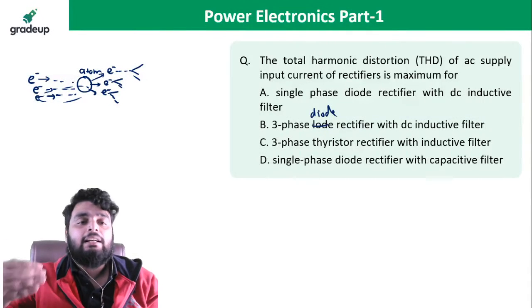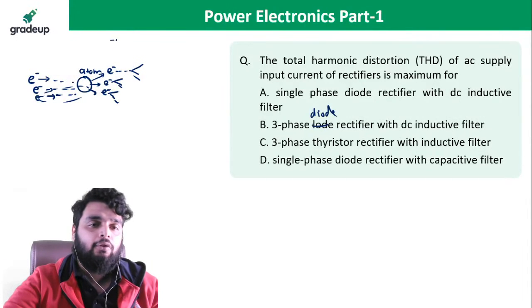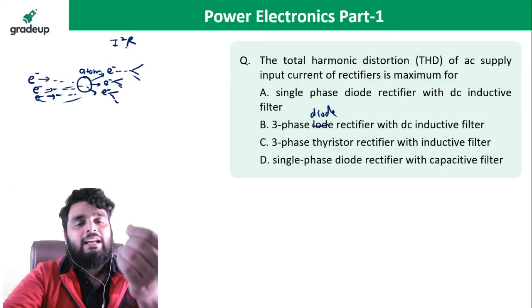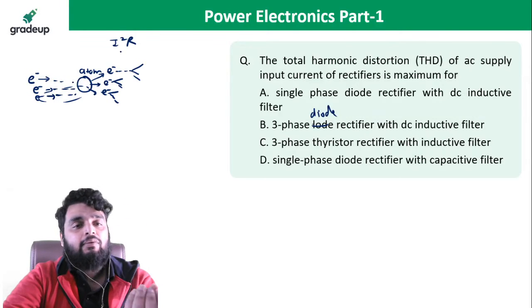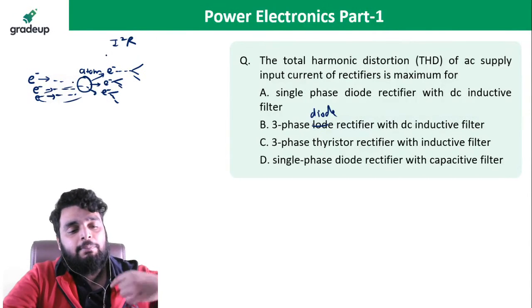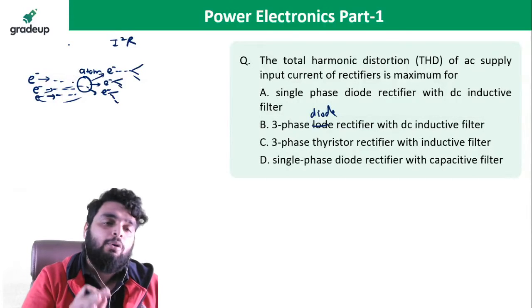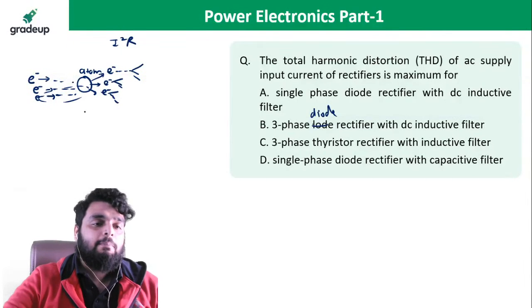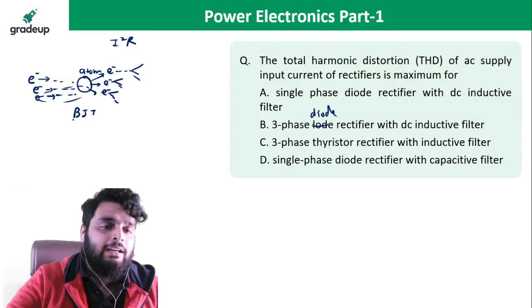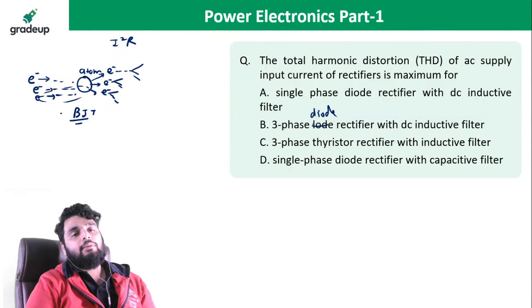If more current is generated, high loss will occur. You know what the formula of loss is? I square R. And when the current is absorbed, the loss will decrease. So this cycle will repeat again and again. That's why thermal runaway will happen in almost every device. But BJT is more prone to thermal runaway. In MOSFET, there are not high chances of thermal runaway.